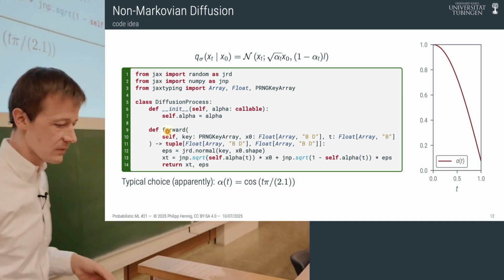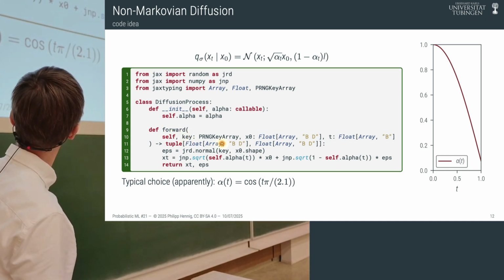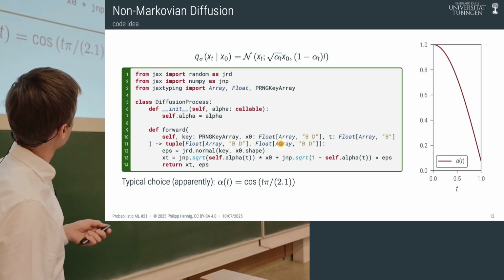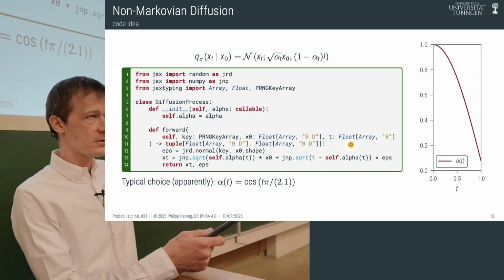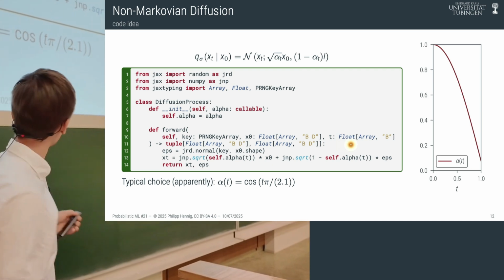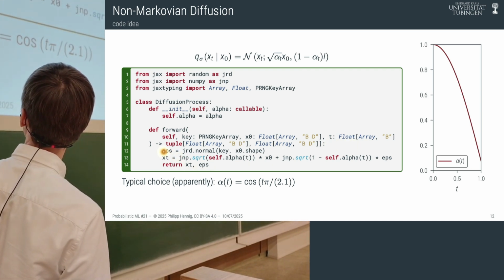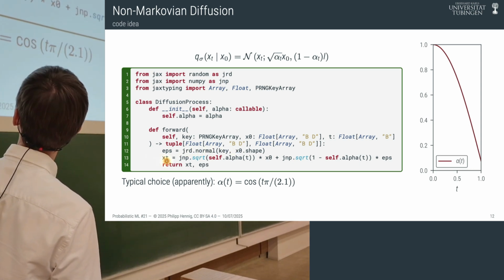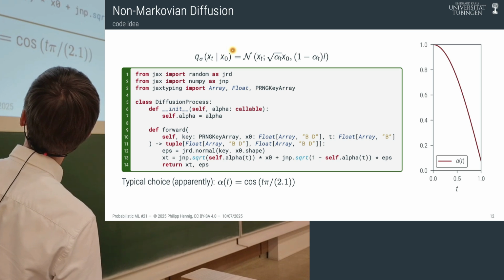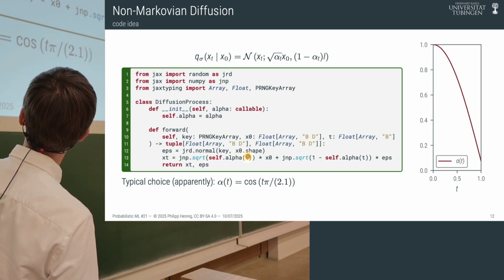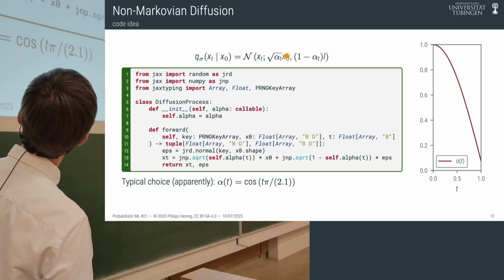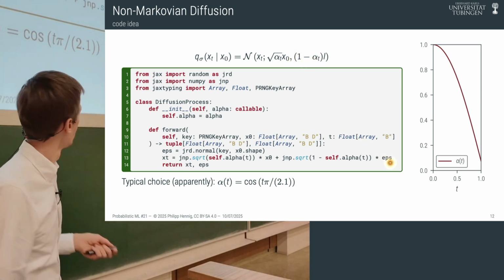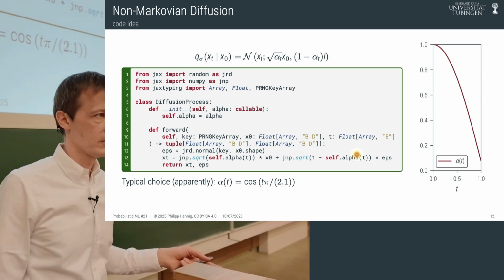This is a function that takes in, obviously, a random number generator, because we're apparently using random numbers, then an initial value x0, and a time t up to which we're supposed to simulate. And now what we're going to do is we'll draw a standard Gaussian random variable and compute xt to come from this distribution. Namely, we set it to the square root of alpha times x0 plus the square root of 1 minus alpha times this standard Gaussian random number. Why the square root? Because that's the standard deviation, right?